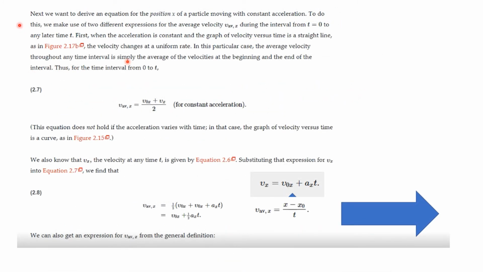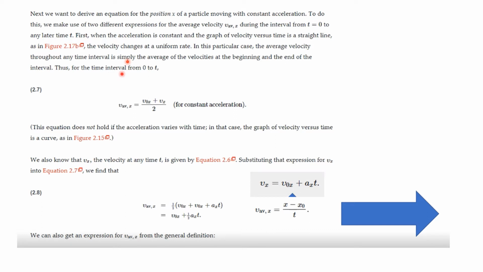Next, we want to derive an equation for the position x of a particle with constant acceleration. To do this, we make use of two different expressions for the average velocity during the time interval from t equals 0 to any later time t. So first, when the acceleration is constant and the graph of the velocity versus time is a straight line, the velocity changes at a uniform rate. So in this case, the average velocity through any time interval t is simply the average of the velocities at the beginning and at the end of the interval.